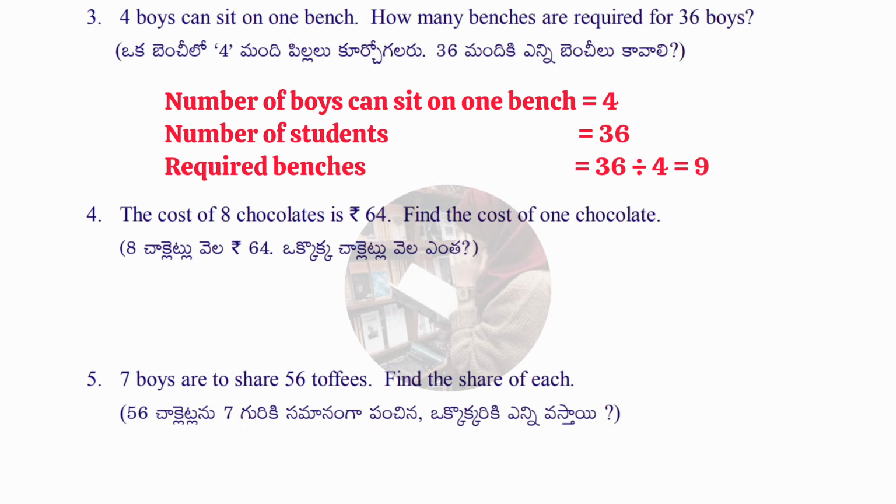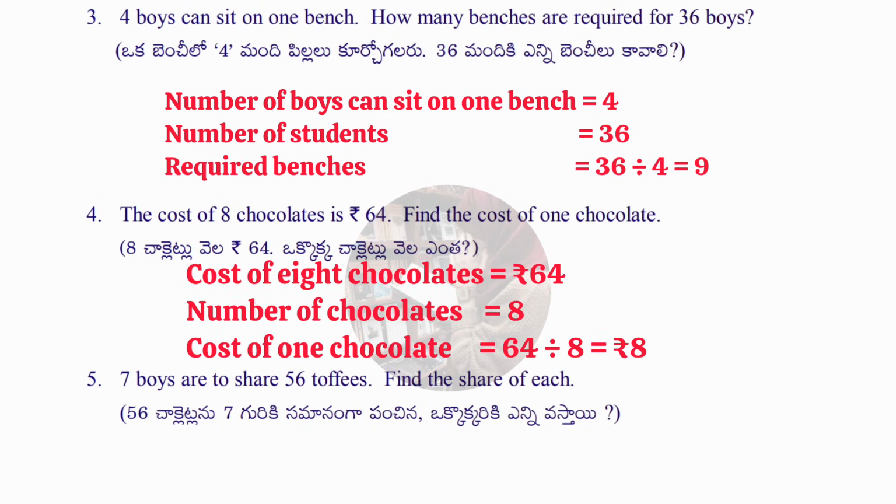Okay, let's see the fourth question, which is the cost of 8 chocolates is rupees 64. Find the cost of 1 chocolate. Write down the answer. So cost of 8 chocolates is rupees 64. Okay, number of chocolates equals 8. So cost of 1 chocolate is 64 divided by 8. So answer is 8. So cost of 1 chocolate is rupees 8.